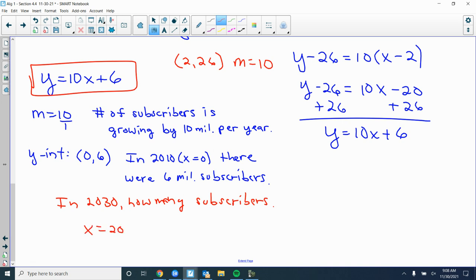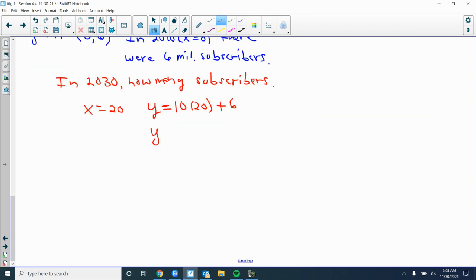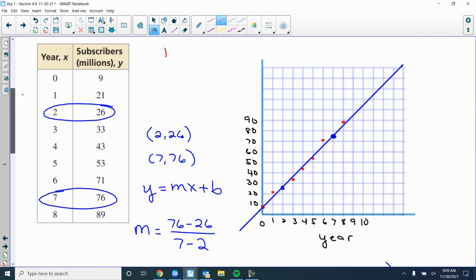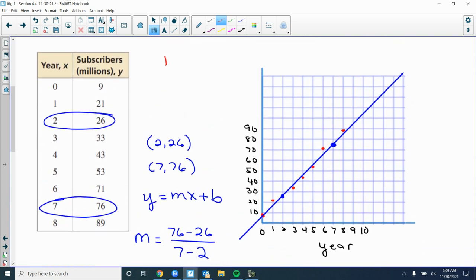I thought you said 30 the first time? I guess so. Yeah. So you get y equals 10 times 20 plus 6. And what does that actually come out to be? What's 10 times 20 plus 6? 206. So there's going to be 206 million subscribers in 2030 if it continues on that same trend. So that's kind of how that's used.